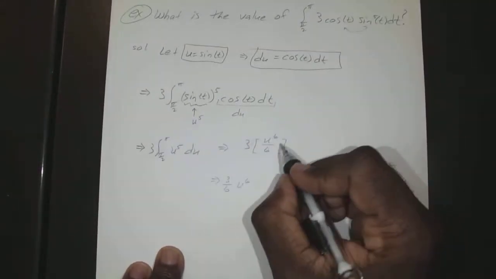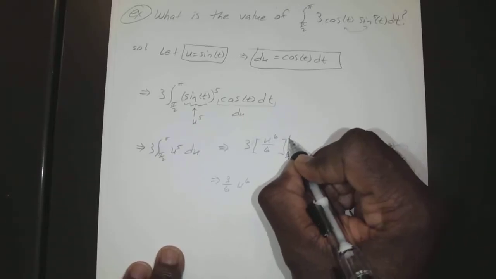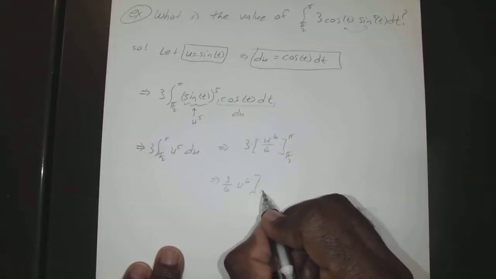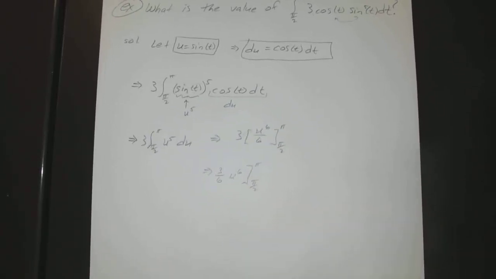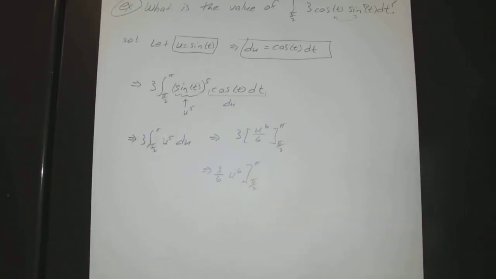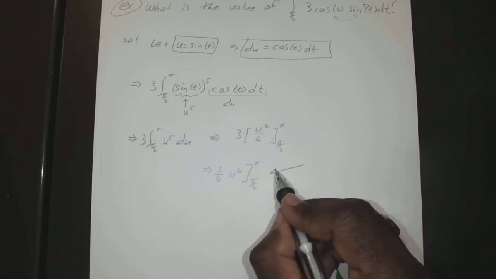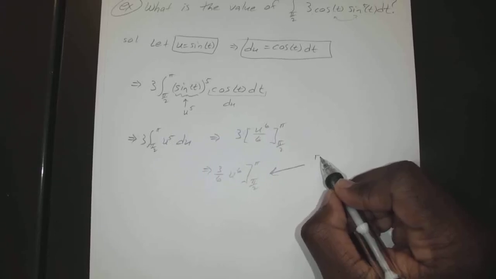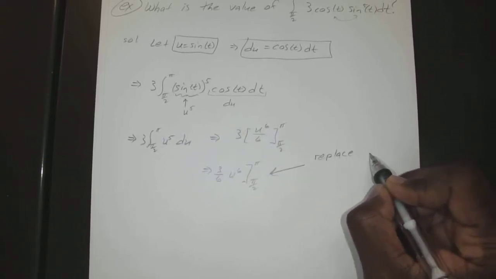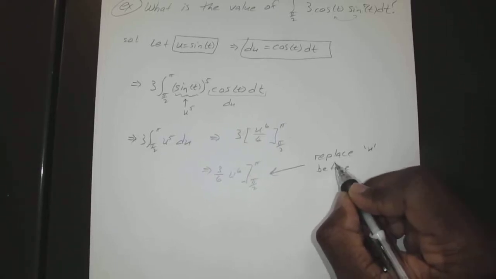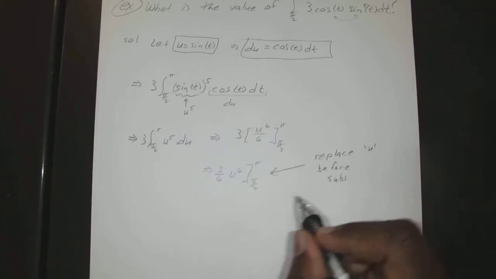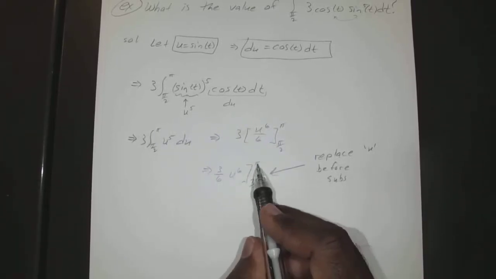Yep, that's pi over 2 to pi. Okay. Now remember, replace u before substituting, because this is still with respect to t. Exactly. This is t equals pi over 2 and t equals pi.